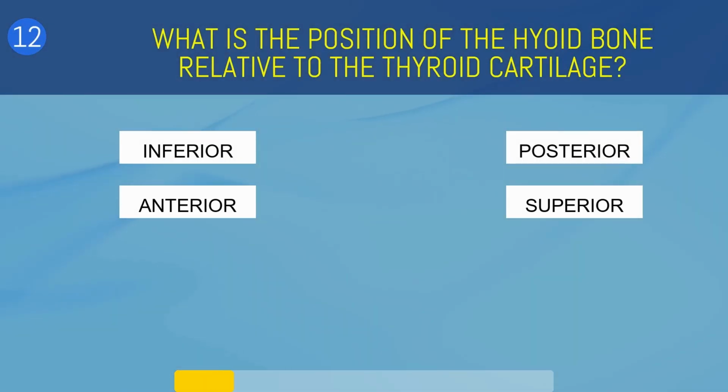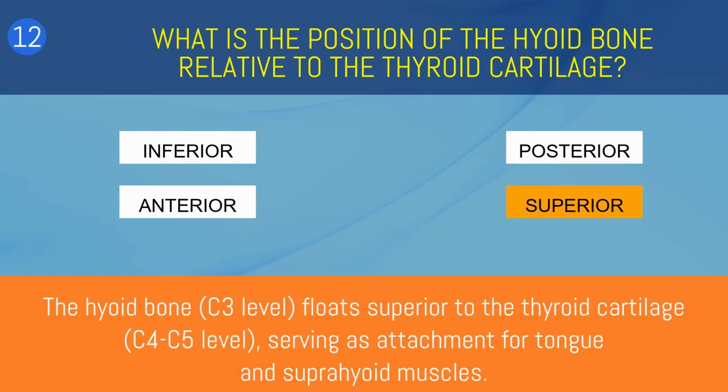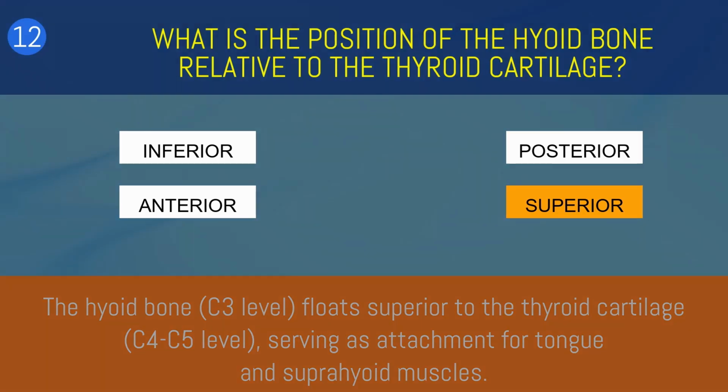What is the position of the hyoid bone relative to the thyroid cartilage? Inferior, anterior, posterior, or superior? Superior. The hyoid bone floats superior to the thyroid cartilage, serving as attachment for tongue and suprahyoid muscles.